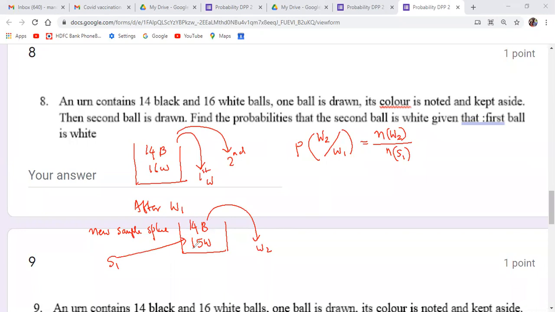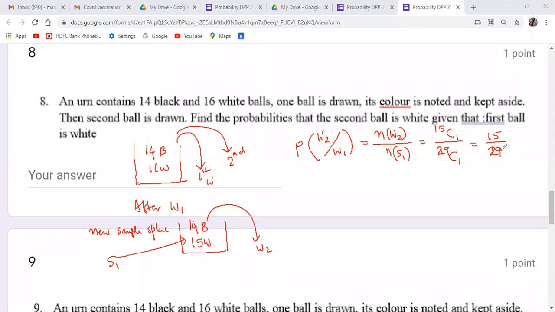The new sample space has got 14 black and 15 white. What is the chance of getting a white? 15C1 divided by 29C1, so 15 by 29. Understood or not? Why 29? Yes.